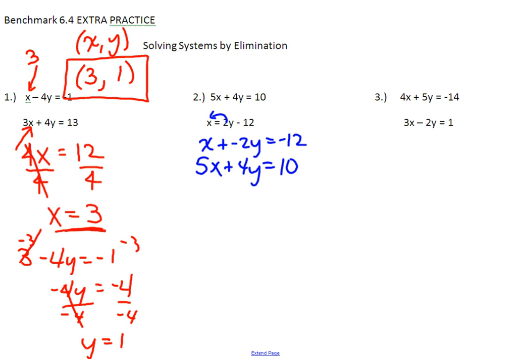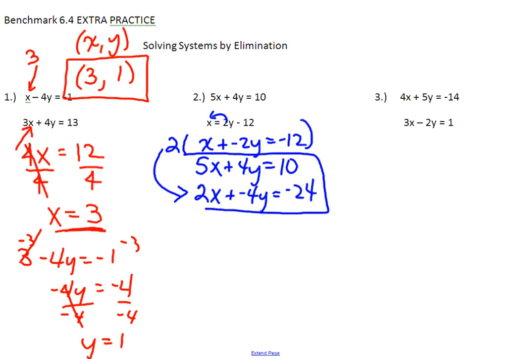I look at the coefficients of the x's and the y's, and they're not the same. So I need to change one of the equations, if not both, to make sure that they are the same. Now I see if I double the first equation, I can turn that into a -4, and then that'll cancel with the 4 in the other equation. So if I take the first one and multiply by 2, maybe I'll write that down below. It gives me a 2x, a -4y, and a -24. These are my new equations now that I'll use.